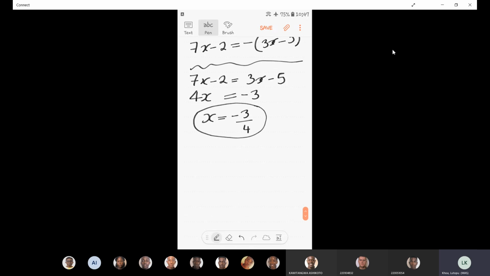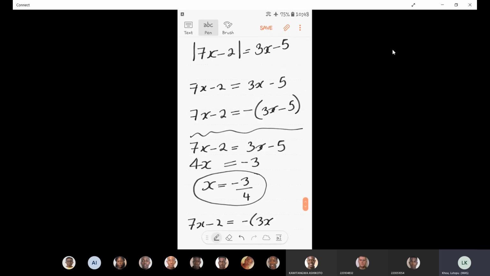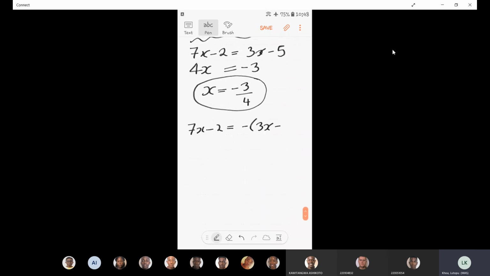And then the second equation, we have 7x minus 2 is equal to minus 3x minus 5. Okay, so the minus 1 here should multiply everything in there to get 7x minus 2 is equal to minus 3x plus 15. Why 15?